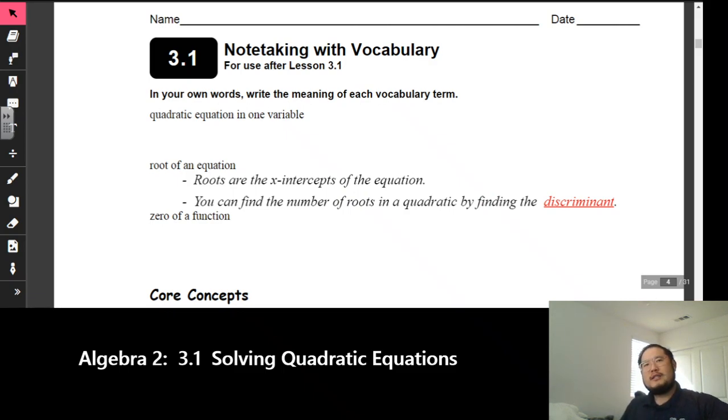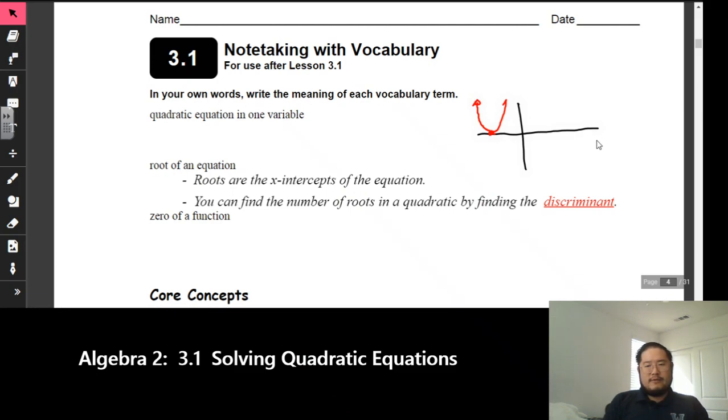The first part talks about the root of an equation. Now, the roots of an equation are the x-intercepts of the equation, or of the function, because primarily we're dealing with quadratic functions. So if you remember, if I have a quadratic function, there are three scenarios that you may encounter. The first one is where the function will cross the x-intercept one time. And so if that's the case, you have one root.